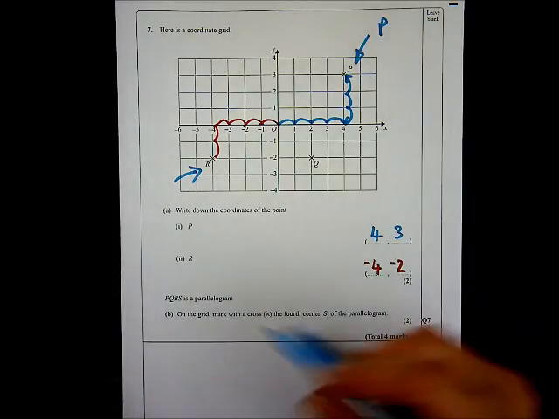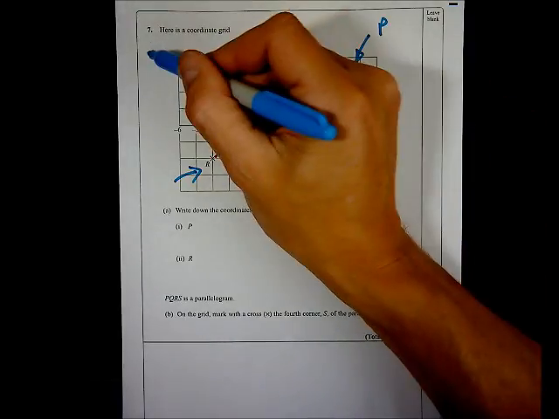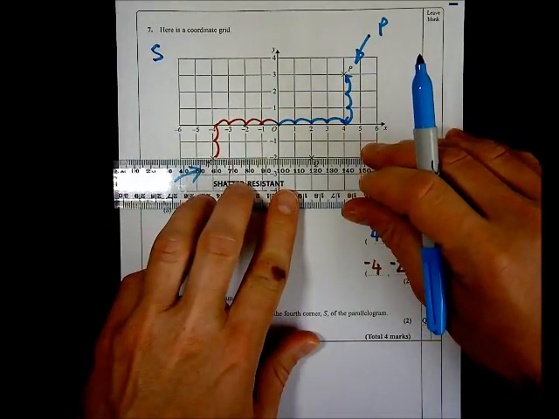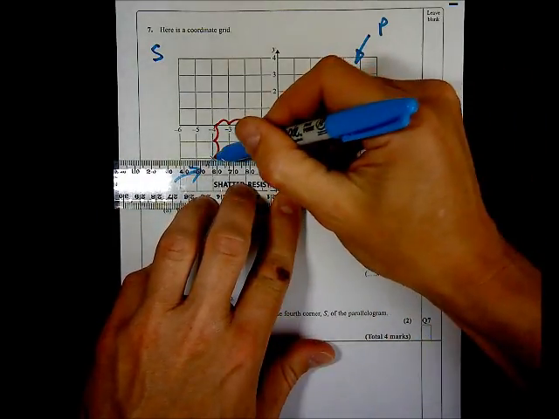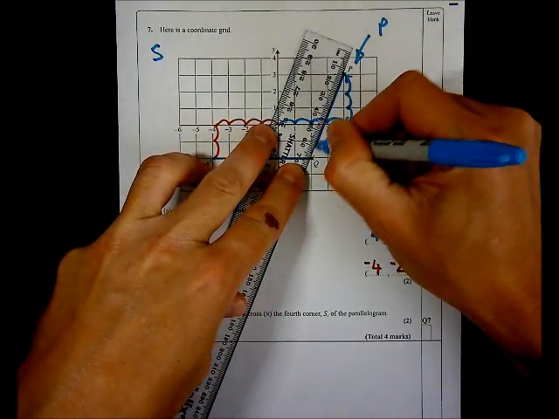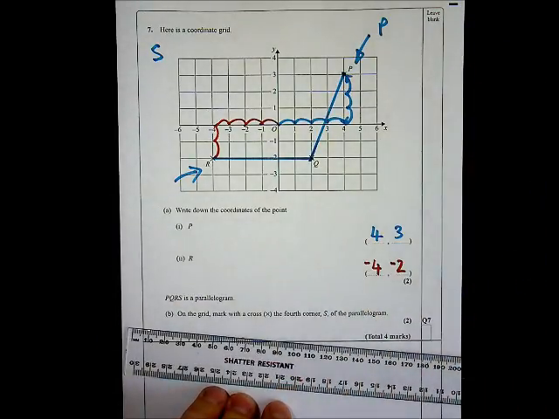In part B, I'm told that PQRS is a parallelogram. Now I've got PQR, so I just need the point S. And I'm asked to mark it on. So what I'm going to do is start the shape by joining up R and Q, and then I'm going to join Q to P. And it's now a case of finding out where the missing fourth corner would be.